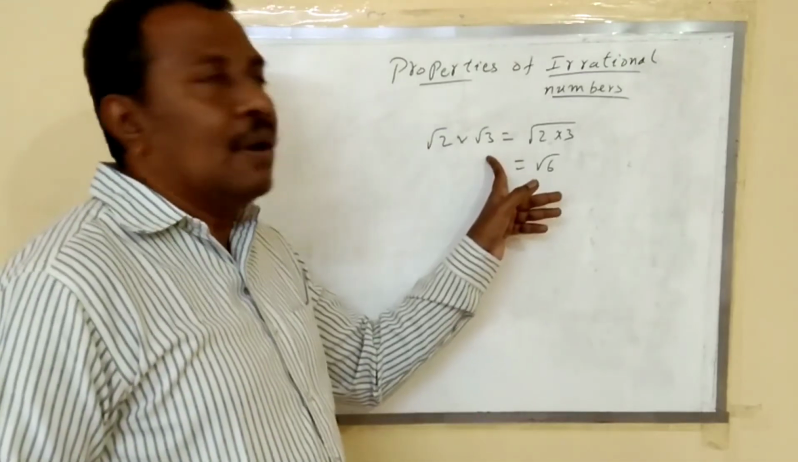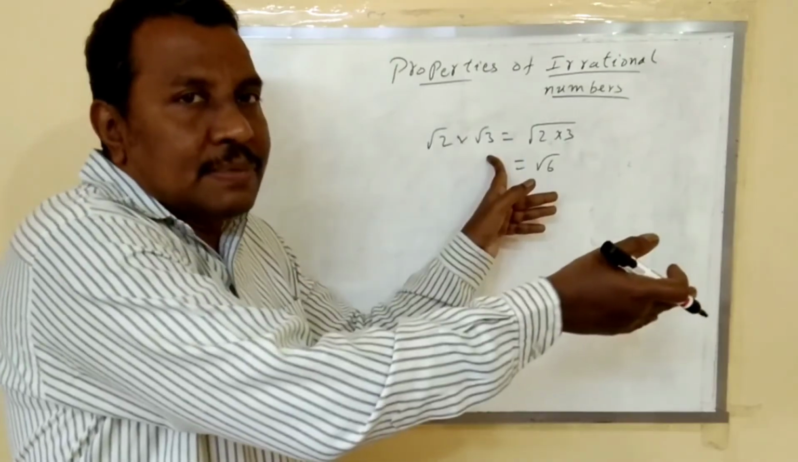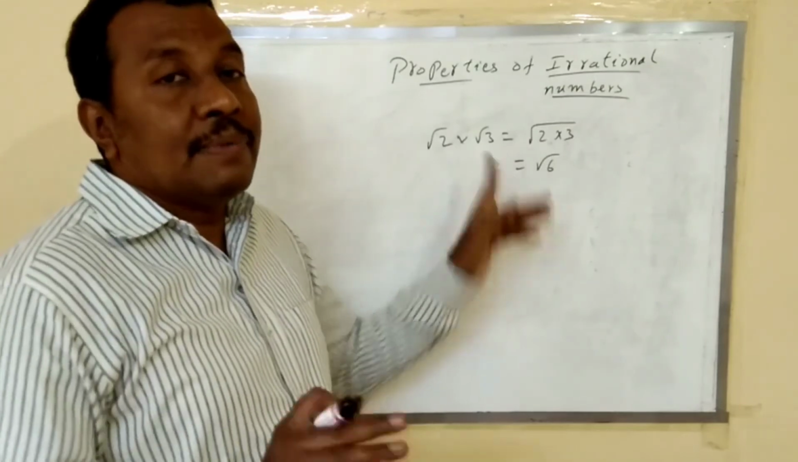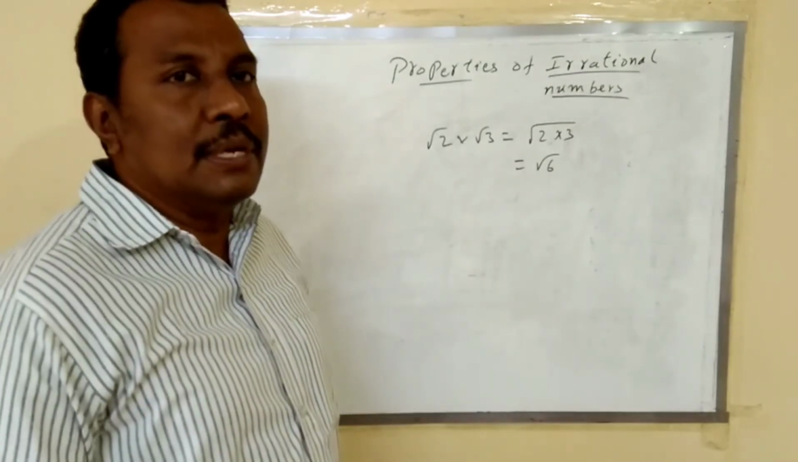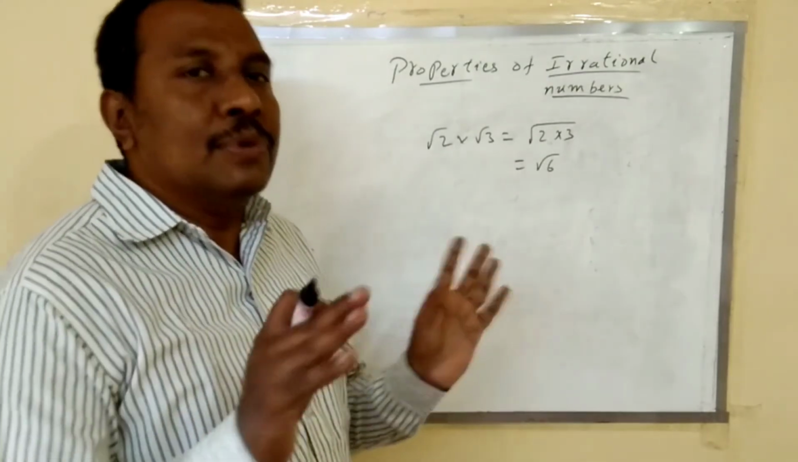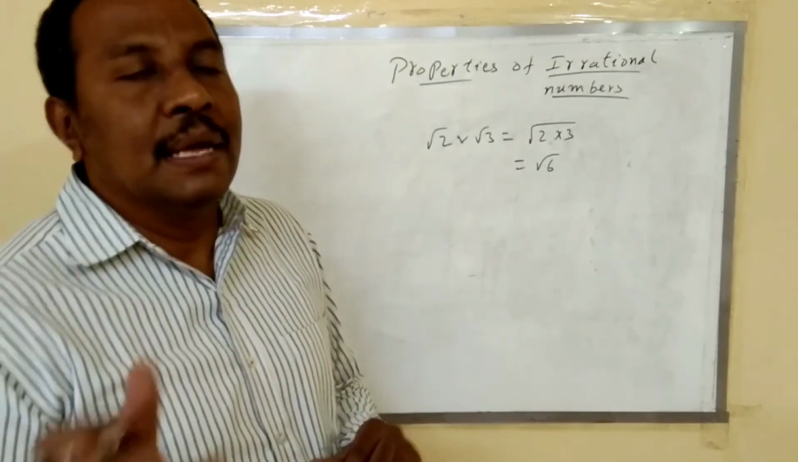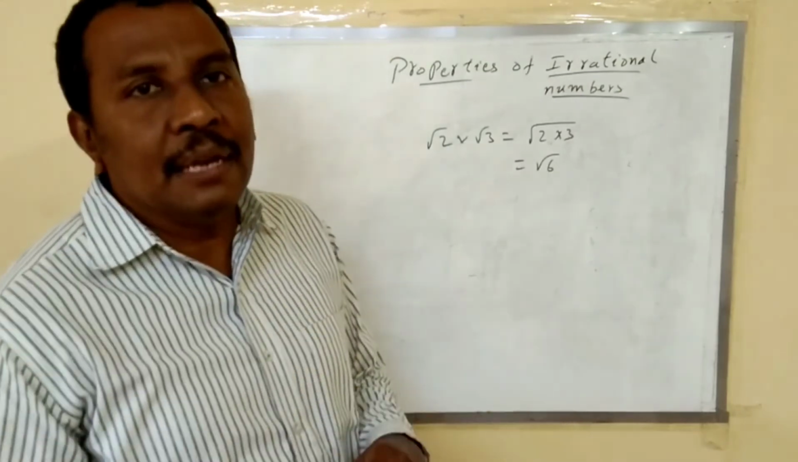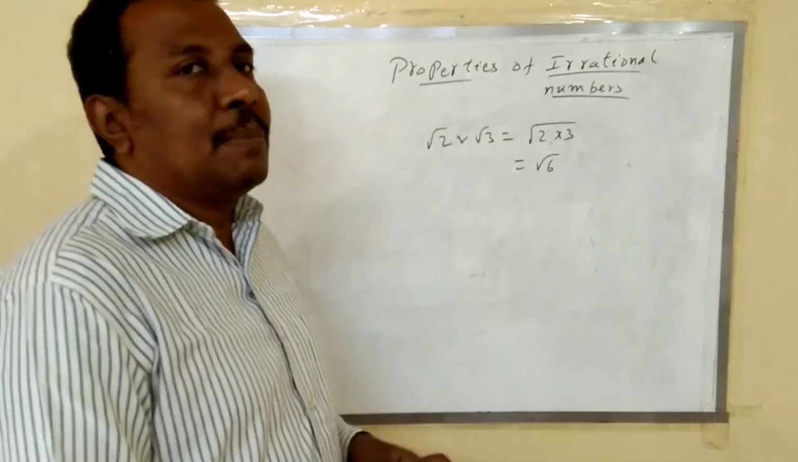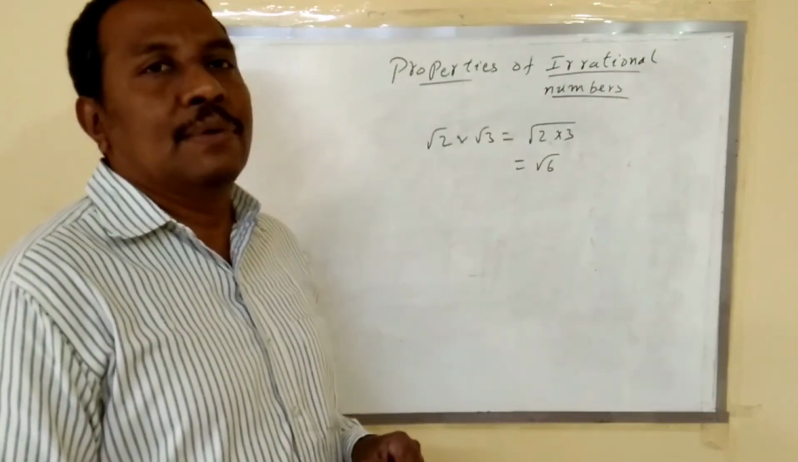So in this case we got an irrational number. In the previous case we got a rational number. That's why from this we conclude that the product of two irrational numbers need not be an irrational number. It might be a rational number, it might be an irrational number. So these are the properties of irrational numbers.